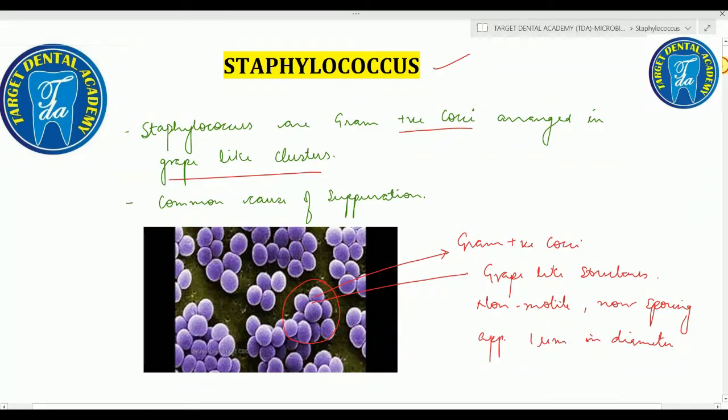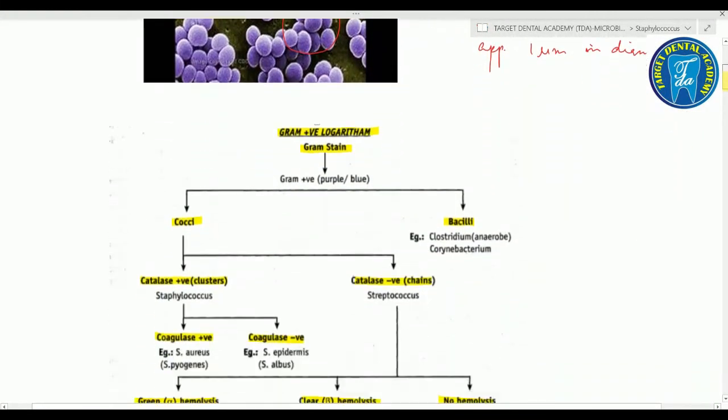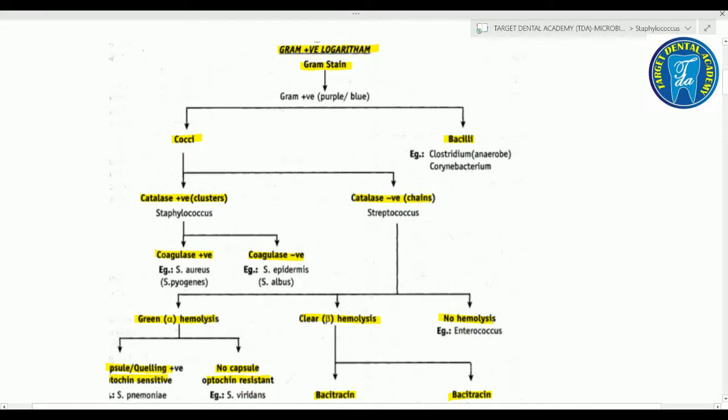Fine. After this, let's discuss which are the gram-positive bacteria and which are the gram-negative bacteria. Starting with the gram-positive bacteria, which in gram staining give a purple or blue color, they are divided into cocci and bacilli. Cocci are again divided into two parts: the catalase positive, which are present in clusters, and the catalase negative, which are present in chains. The bacteria in clusters are the Staphylococcus, while the bacteria in chains are the Streptococcus.